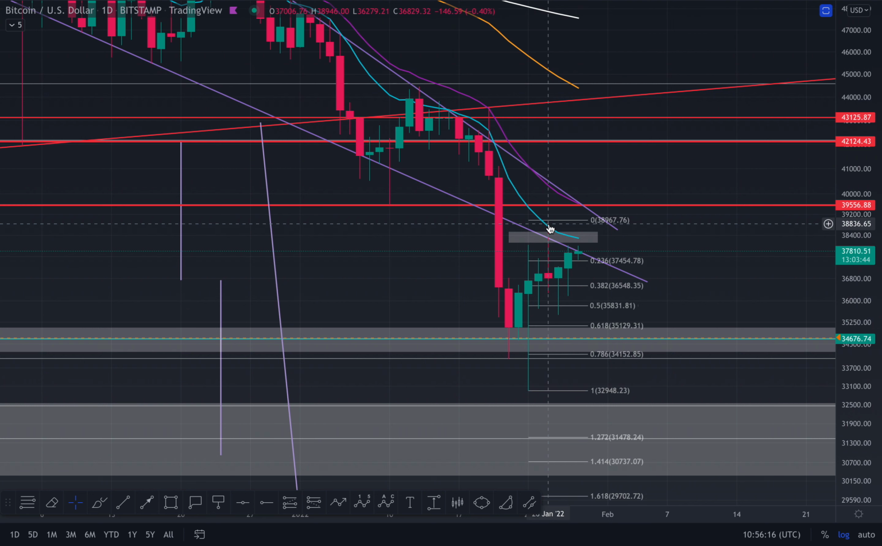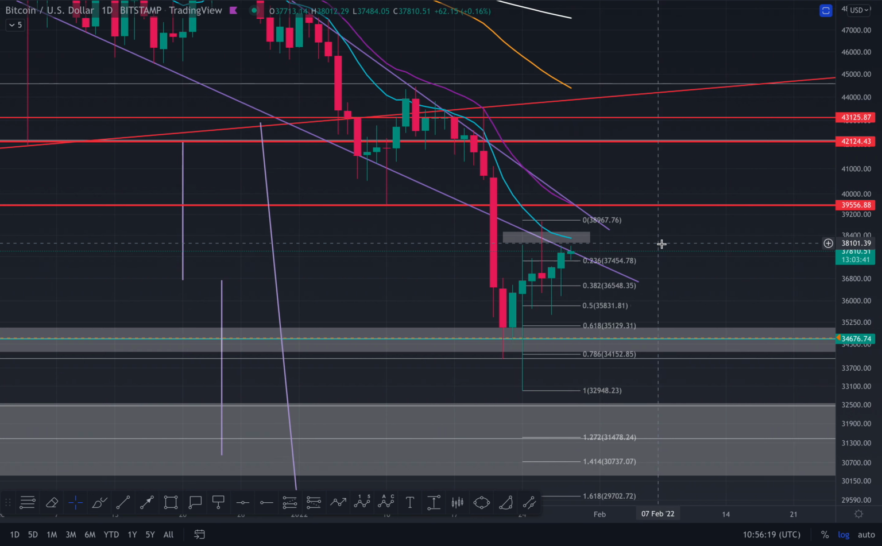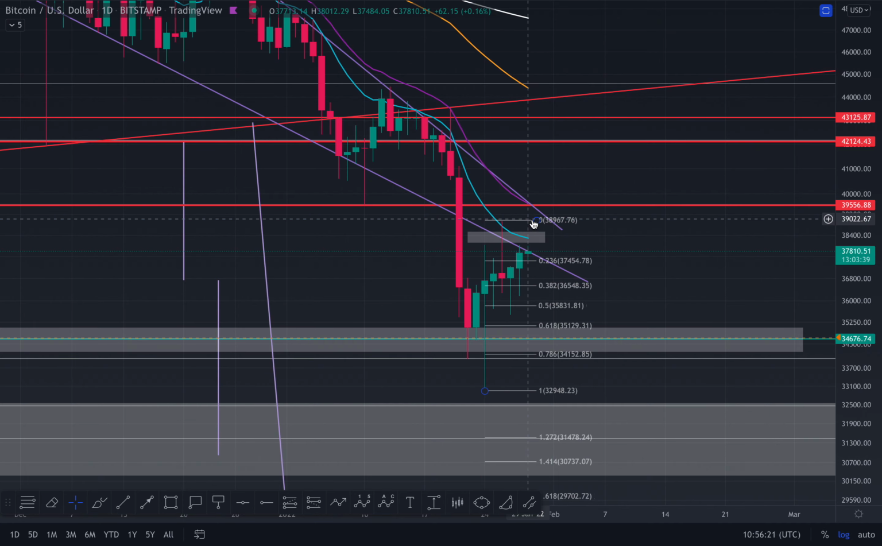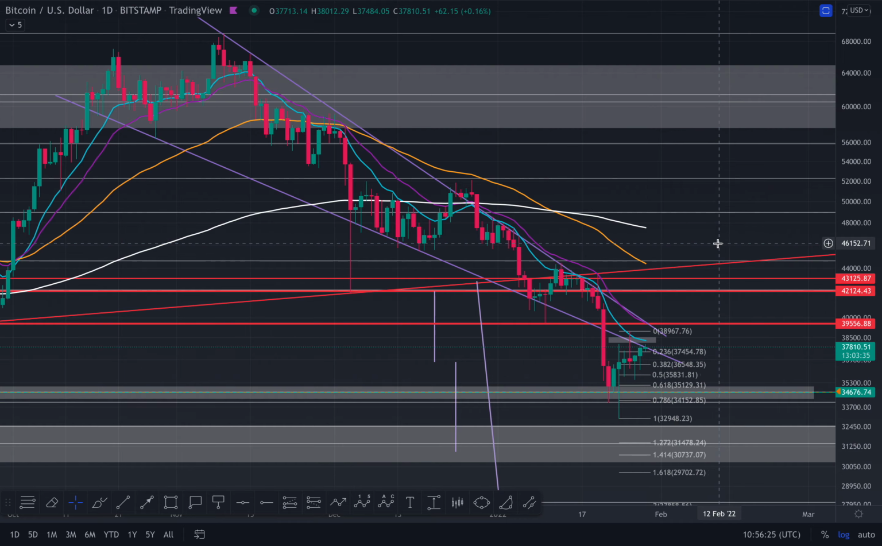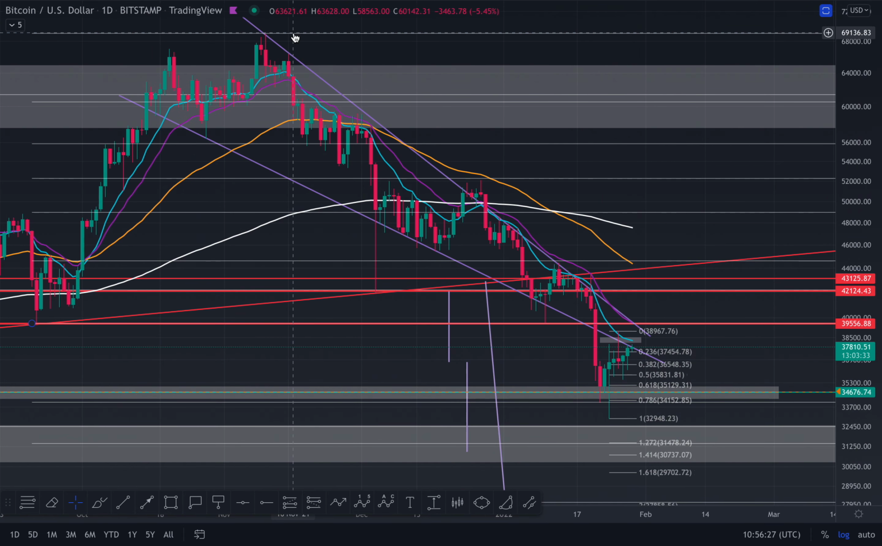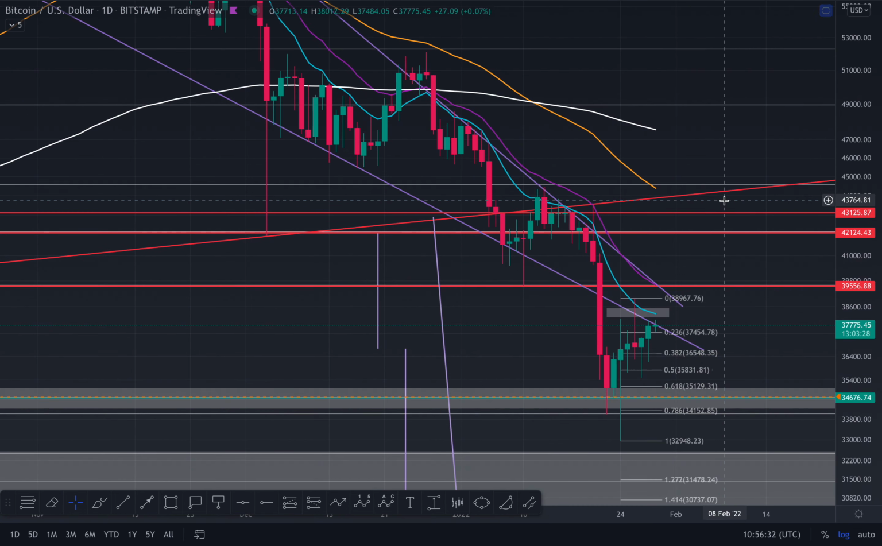So technically now we should break 38,900 and actually break back inside of this falling wedge. When you do break back inside of the falling wedge, technically you should break out of it to the upside, and then obviously meet its technical target back at 69k. But it's not as simple as that.